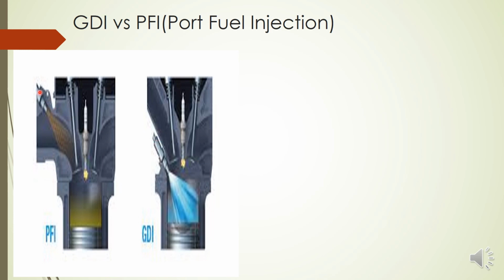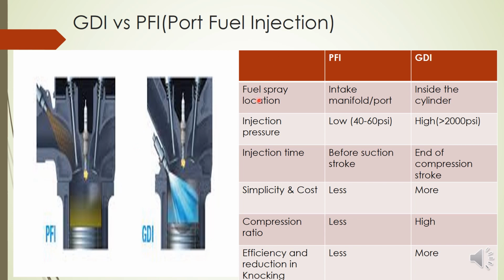So first and major difference is in the PFI engine you can see the fuel injector is there in the inlet manifold. This is the inlet manifold or inlet port. And in the GDI engine, the fuel injector is inside the cylinder. Just like a diesel engine, it is inside the cylinder near the spark plug. So that is a major first difference. So let's see what the differences are. The first difference is the location of the fuel injector or fuel spray. In the PFI engine it is in the intake manifold, and in the GDI engine it is inside the cylinder.